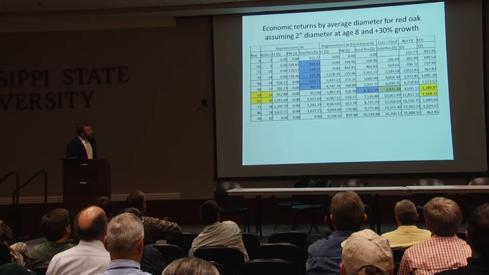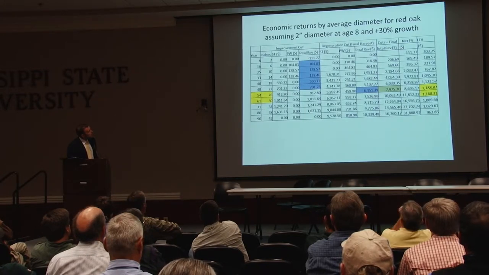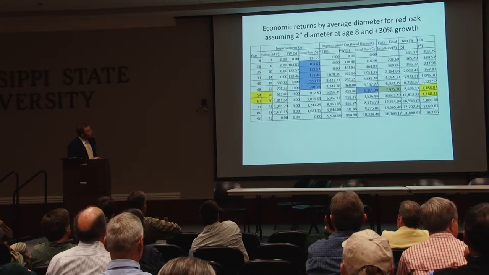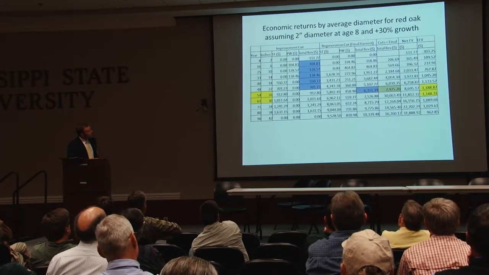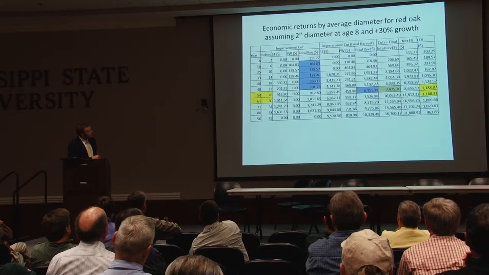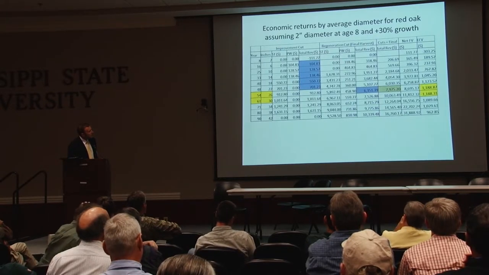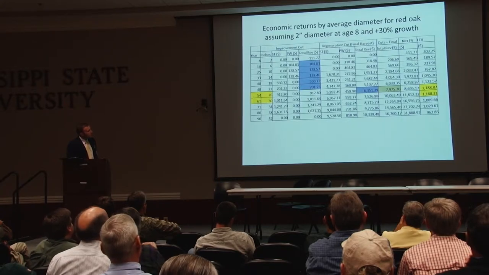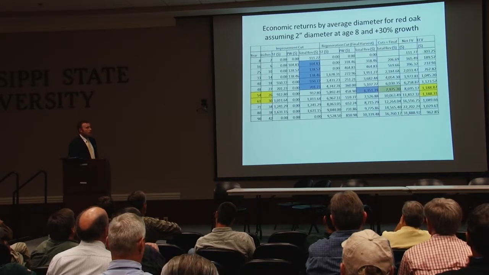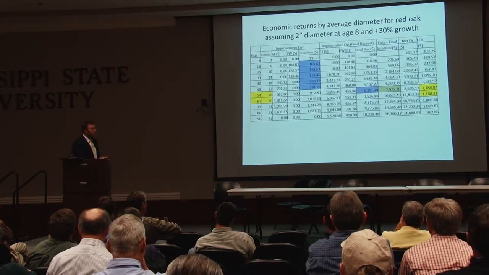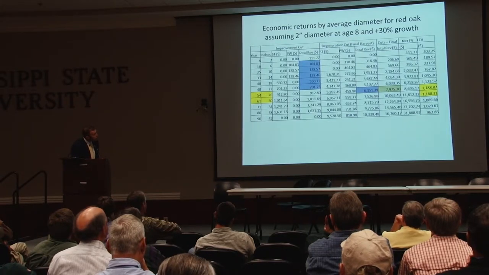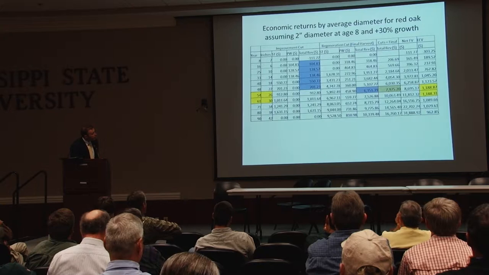So here's a snapshot of the economic returns for red oak. That was assuming reaching the 2-inch diameter by age 8 and a 30% increased growth from table 9. And what goes into calculating land expectation value? There I'm showing a $1,188 value of the land, what someone could pay for bare land to grow these trees under this scenario. And what figures into the net future value is that final harvest and the preceding intermediate cuts.